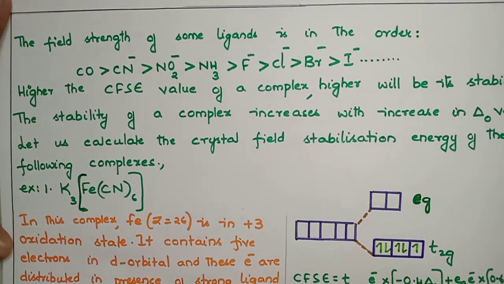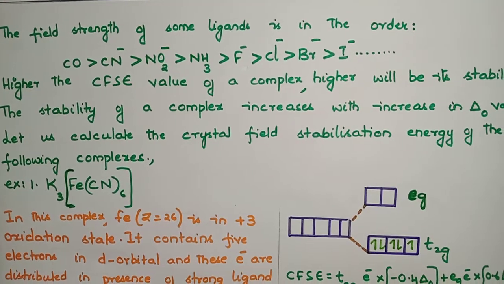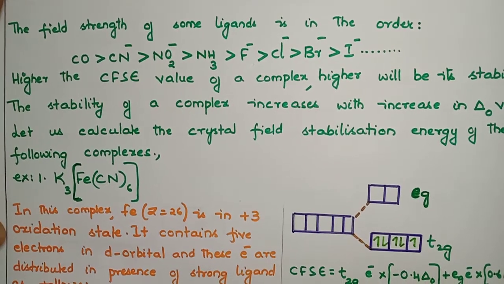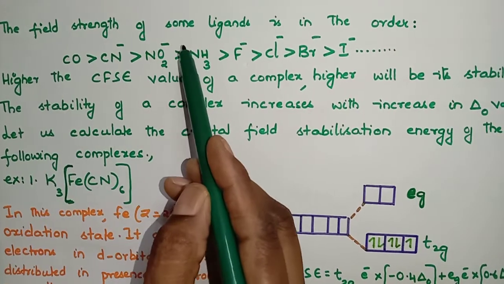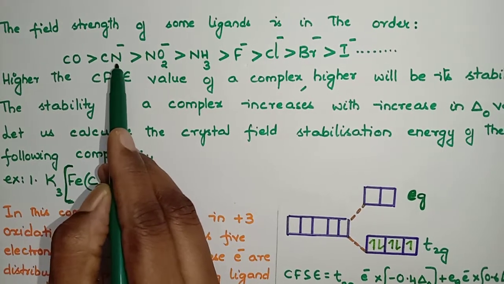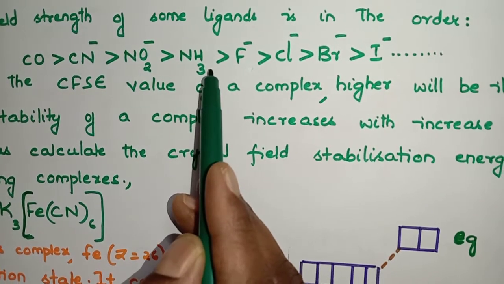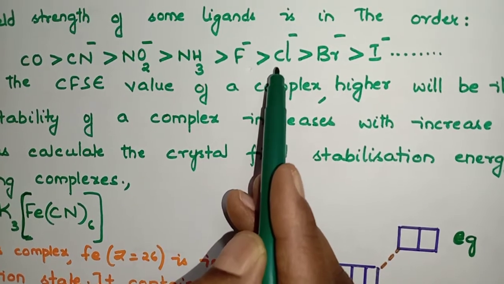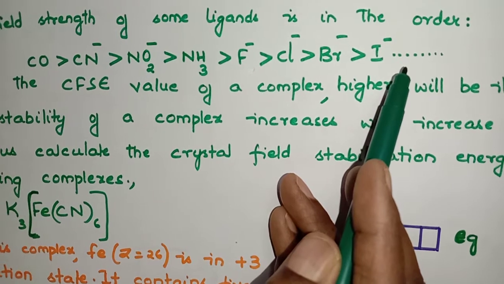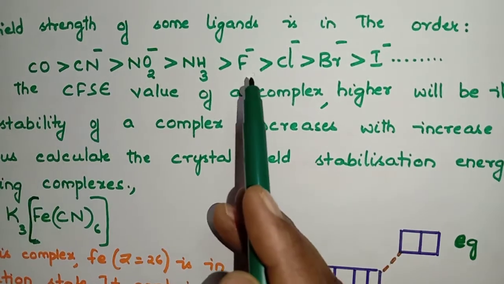In this class, we will be learning how to calculate CFSE of a few complexes. Revising a few points which we have learned in the previous classes: the field strength of a few ligands is in the order CO > CN⁻ > NO2⁻ > NH3 > F⁻ > Cl⁻ > Br⁻ > I⁻ and so on. This is the field strength order of various ligands.